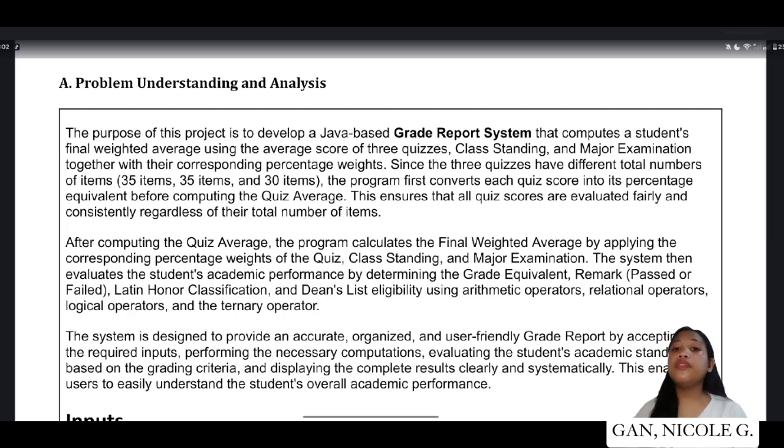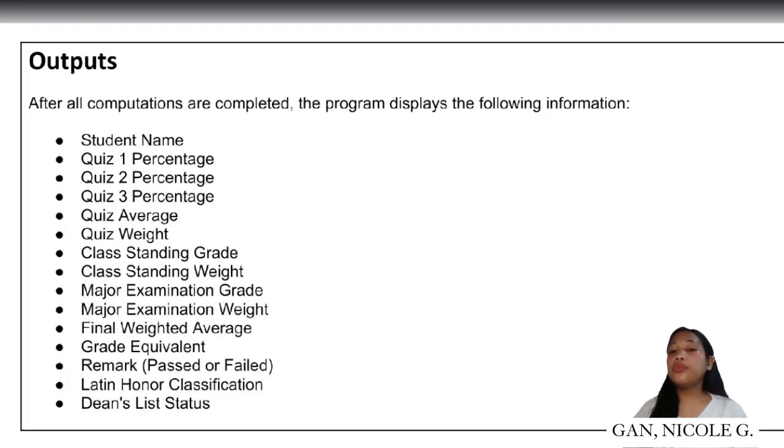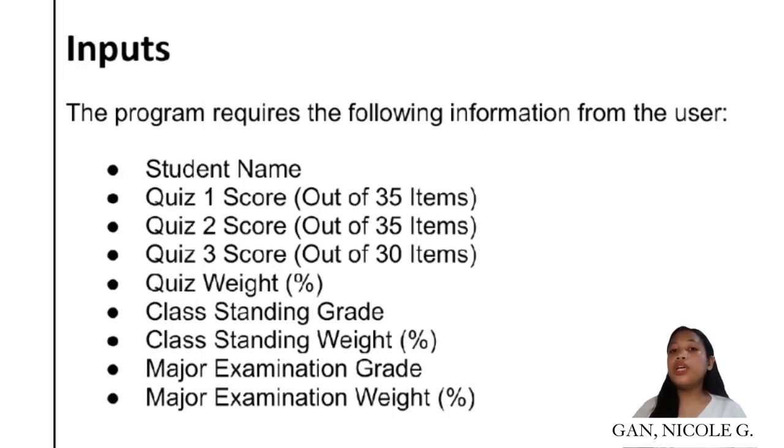After understanding the problem, we identified the three main parts of the program, which are the inputs, process, and outputs. Let's start with the inputs. The program requires the user to enter the student name, the scores of quiz 1, quiz 2, quiz 3, the quiz weight, the class standing grade and weight, and the major examination grade and weight. These are the data needed by the program before it can perform any calculations.